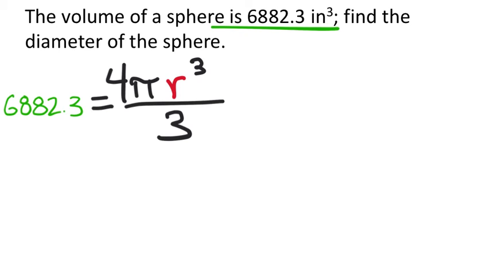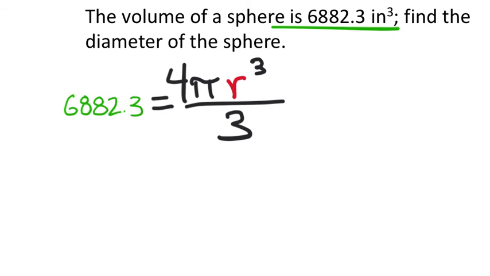6,882.3. Now I need a little space there, so I'm going to move it. And why do I need some space? Because I want to get rid of that divide by 3. Now, could you get rid of the 4 pi right now? You could. Could you get rid of the cube? No, you could not. Well, you could, but it would make things worse.